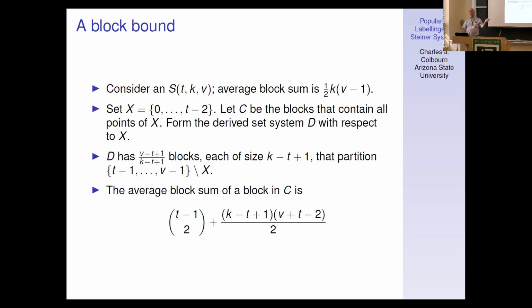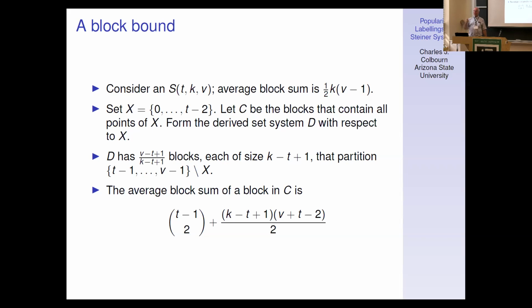now look at the first t minus 1 points. Form the derived system with respect to those t minus 1 points. So we started off with a Steiner system with strength t. We've derived with respect to t minus 1 points. We now have a Steiner system with t equal 1. So what is a Steiner system with t equal 1? Well, it's just a partition of a set, okay? But now what I know is if I look at that partition that I get, every block in that partition has size k minus t plus 1.